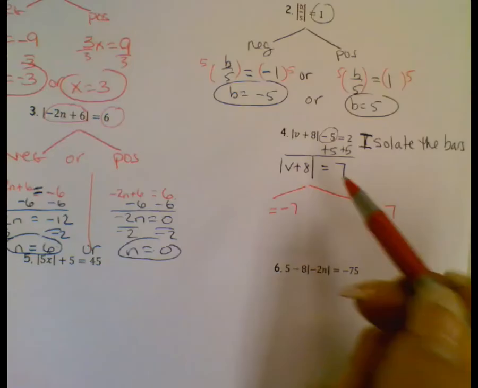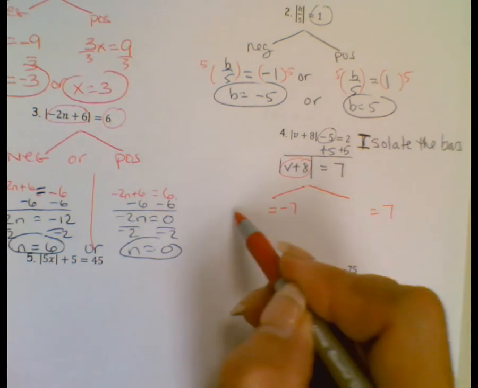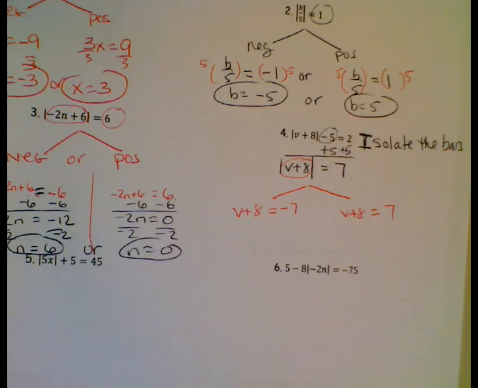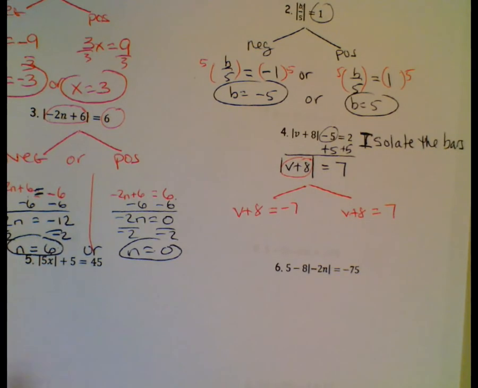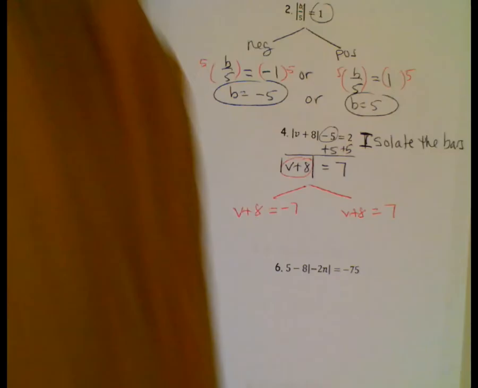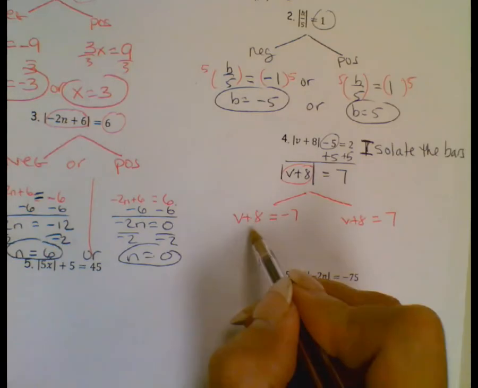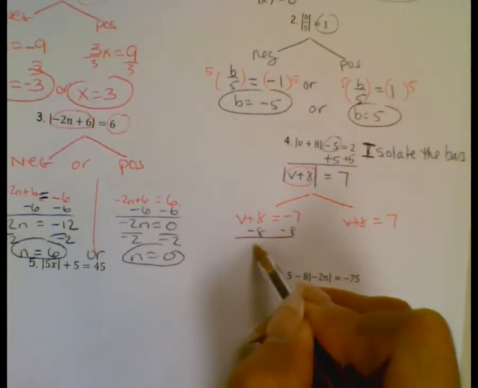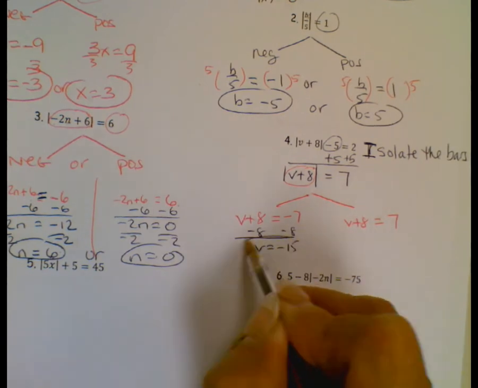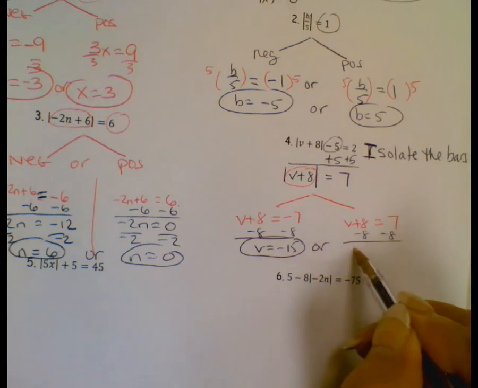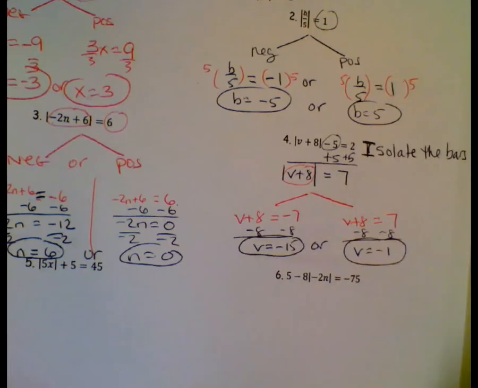What equals negative 7? This, v plus 8, equals negative 7. V plus 8 also equals positive 7. Because in absolute values, you have two numbers that we're looking for, the negative 7 or the 7. So solve. Subtract 8. V equals negative 15. One of your answers is negative 15. If you subtract 8, one of your answers is negative 1.